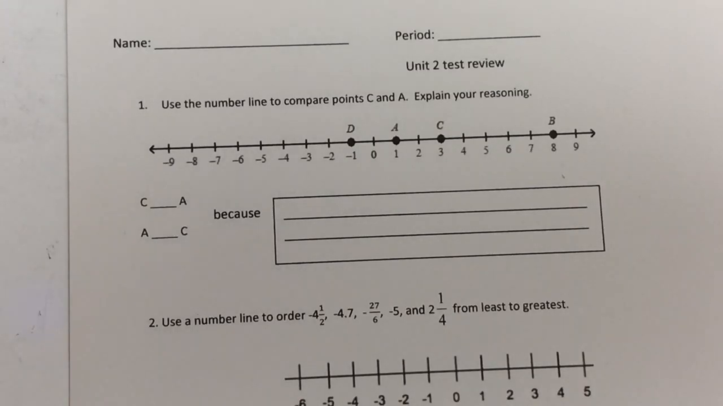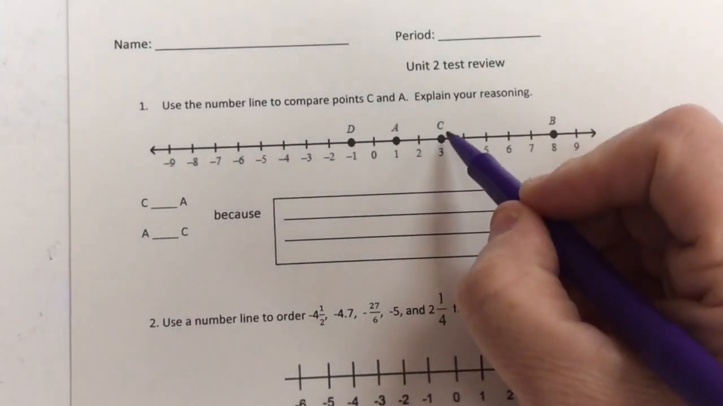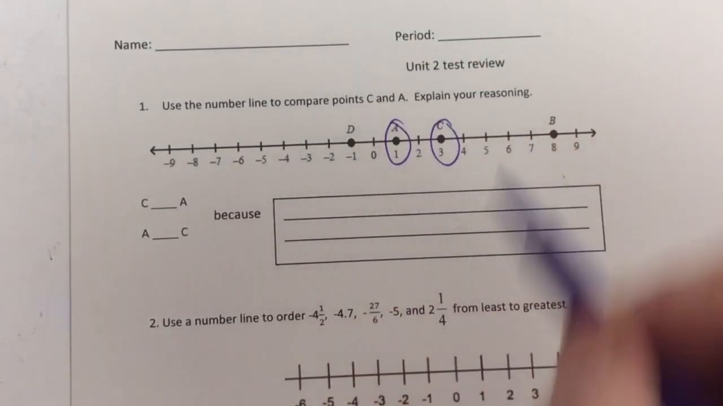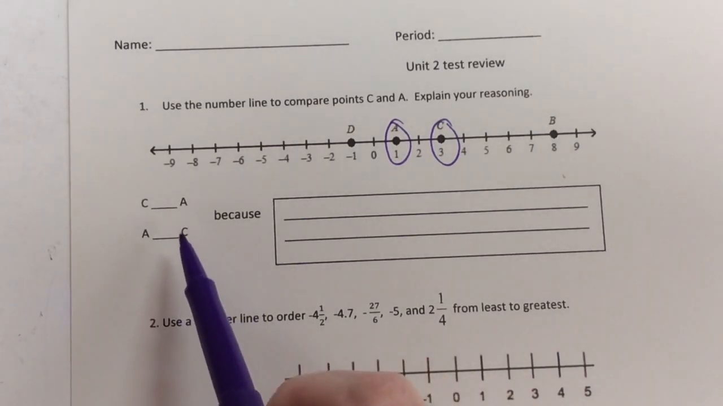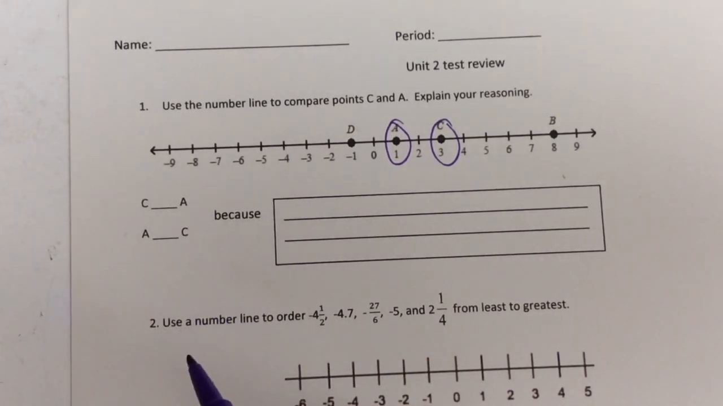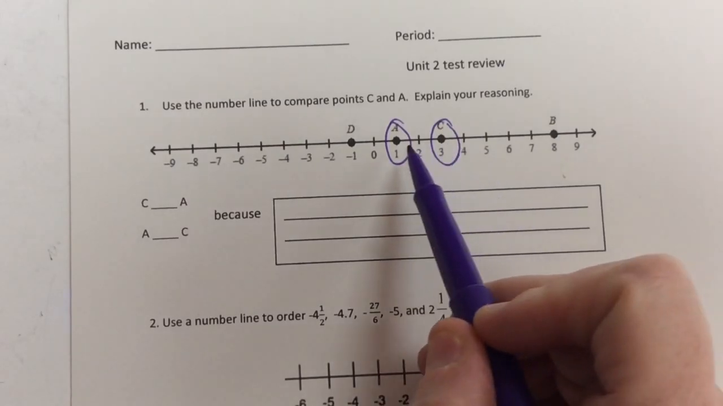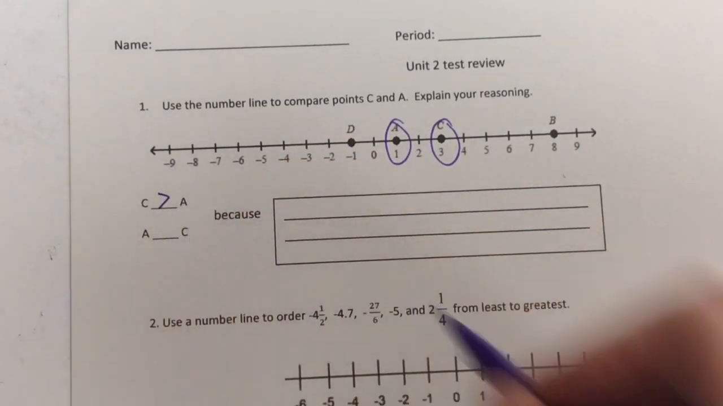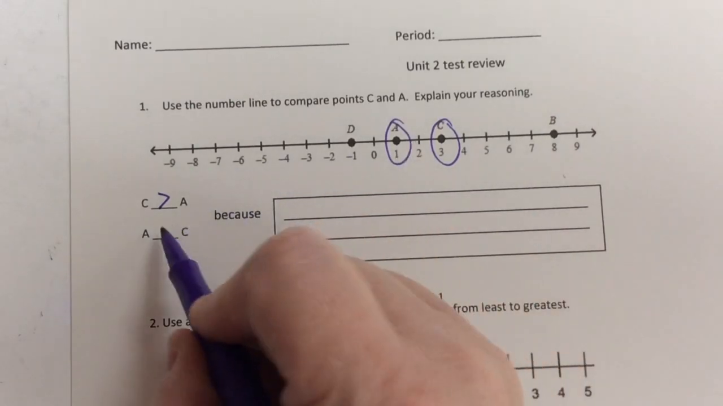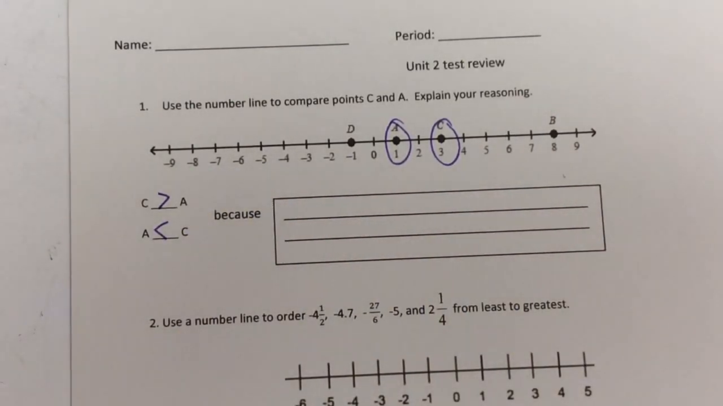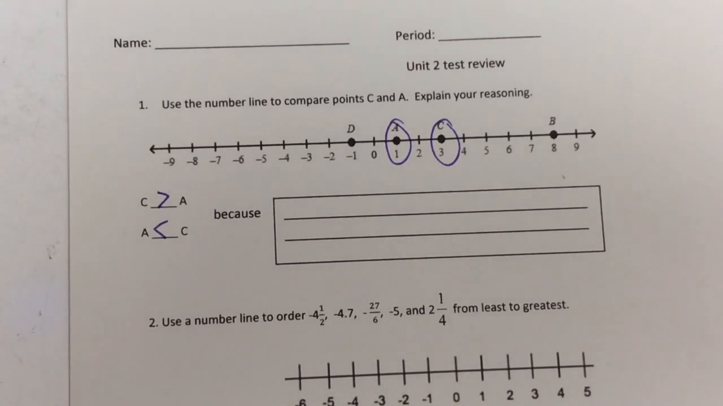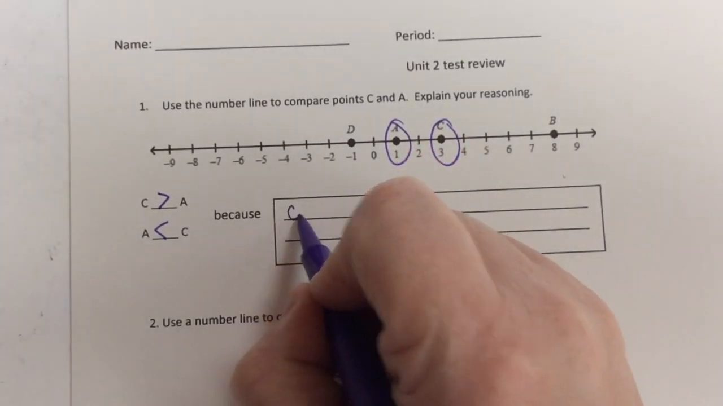All right, number one, use the number line to compare points C and A. So I have points C and A. What I'm looking for here, guys, this is just like number one on your test. I need to know that C is greater than A or A is less than C. And your because would be about where it is on a number line. C is farther to the right.